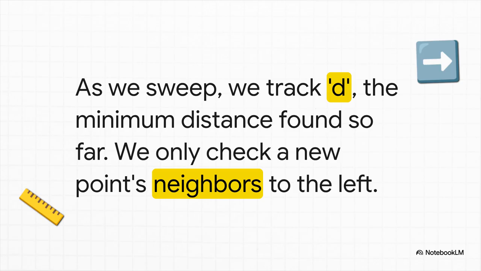Then, as we sweep from left to right, we're going to keep track of a variable, let's call it d, which is the smallest distance we've found so far. Every time we get to a new point, we only have one question to answer. Could this new point, paired with something we've already seen, give us a distance smaller than d?